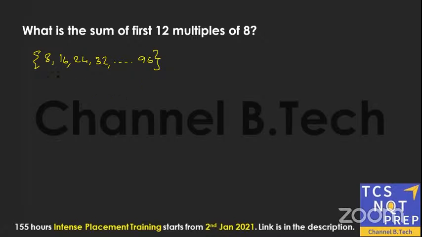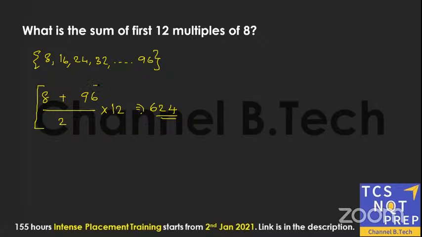Okay. Now, you can do it in two ways. First term, we know it is 8. Last term is 96. Add these two and then divide by 2, you will get the average, right? Because these terms are in arithmetic progression. Average into number of terms will give you the sum. 104 into 6 is 624. That will be the sum of these values, right?